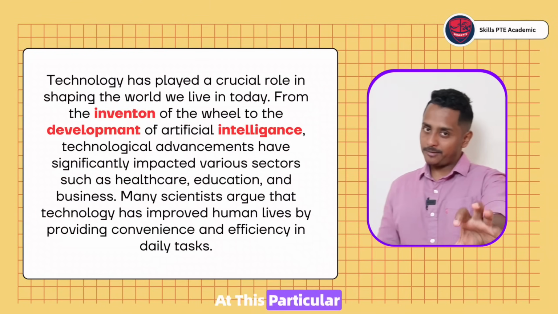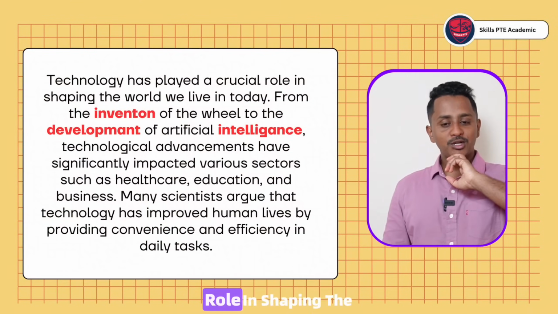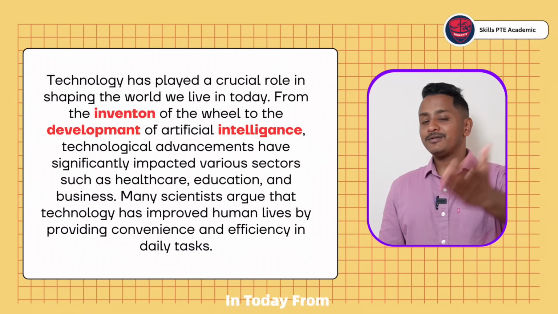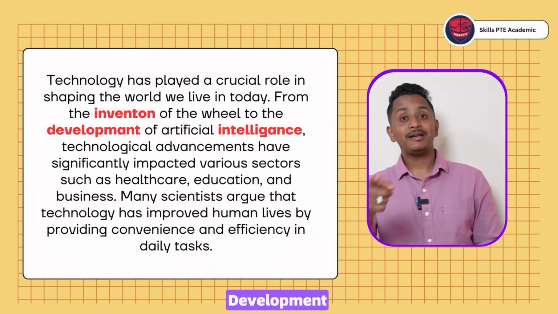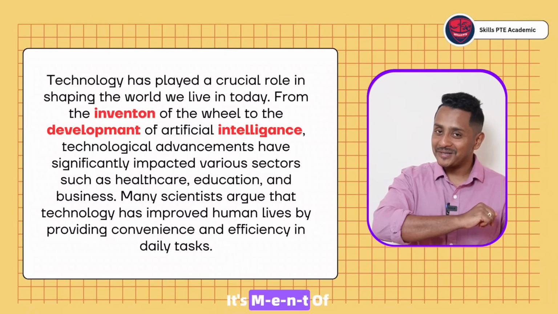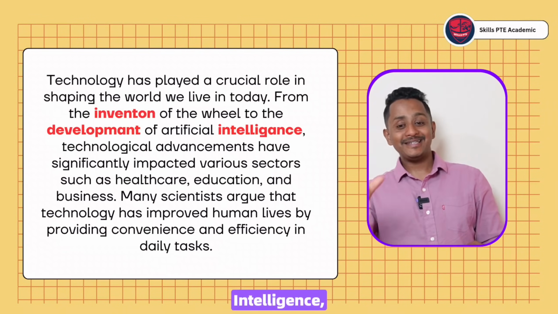Let's have a look at this particular paragraph. Technology has played a crucial role in shaping the world that we live in today. From the invention, spelling wrong. Of the wheel to the development, M-A-N-T is wrong, it's M-E-N-T. Of artificial intelligence, spelling wrong.